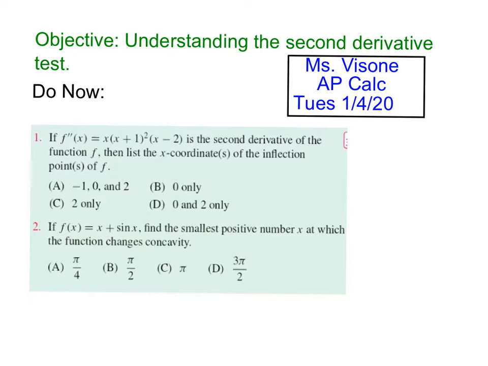Hey everyone. So now we are going to be moving into the second derivative test. So pause the video and try these two practice AP problems.